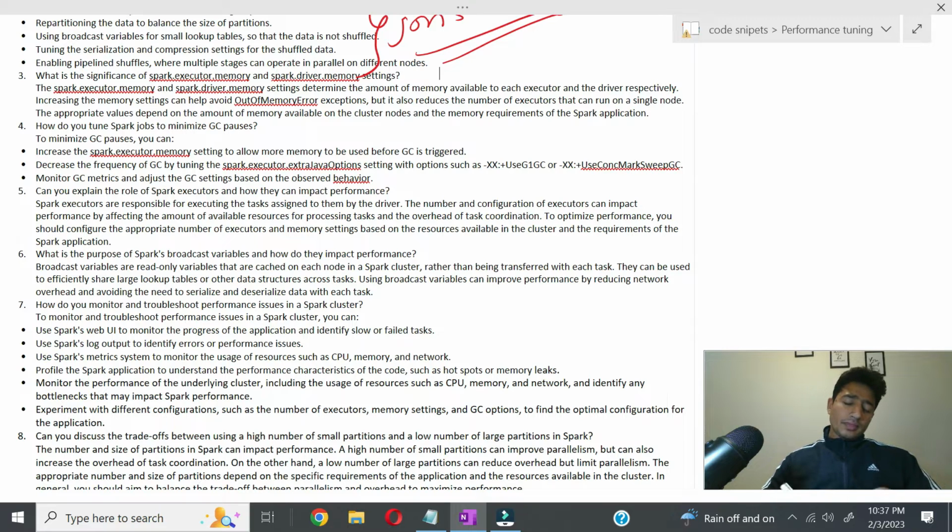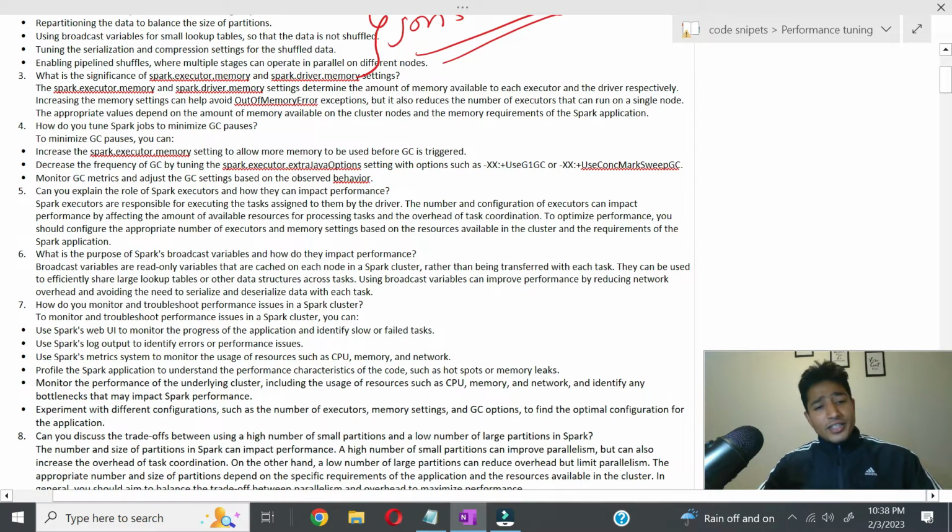So what happens in GC or garbage collection? When GC is taking place, Spark stops the processing for some time, collects the garbage, and once the garbage is collected, it starts working on the processing again. To improve this, you can either decrease the garbage collection frequency or increase the executor memory, in a very simple way.